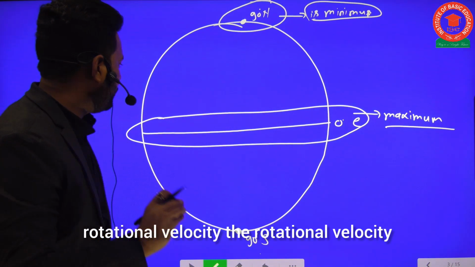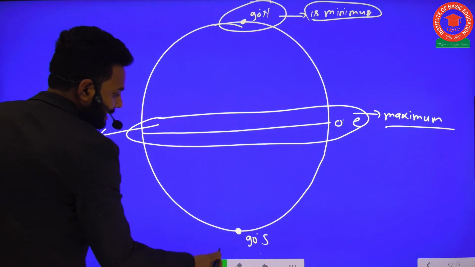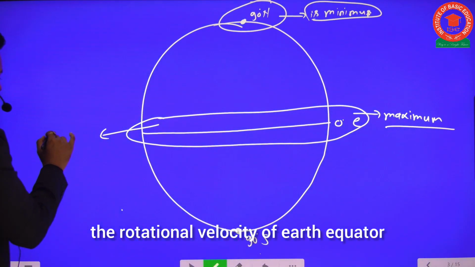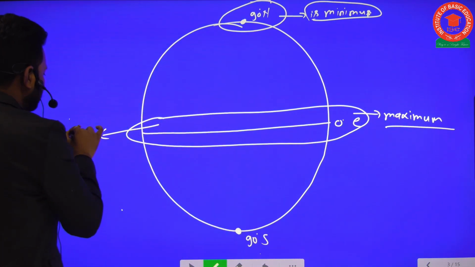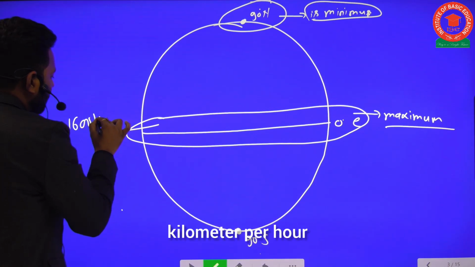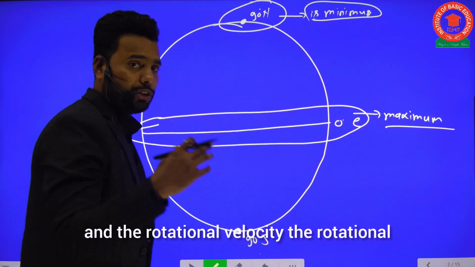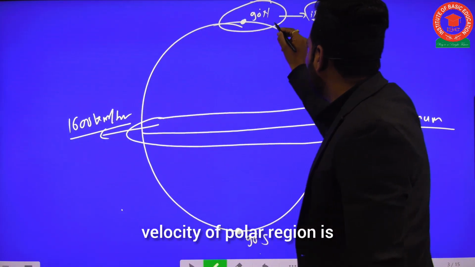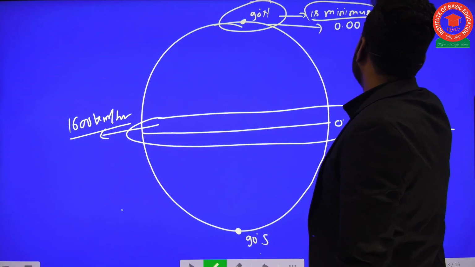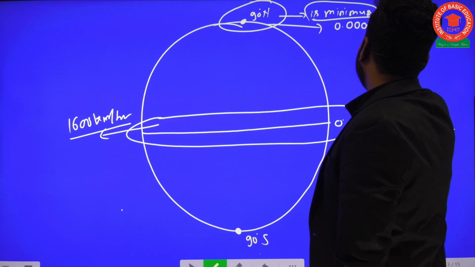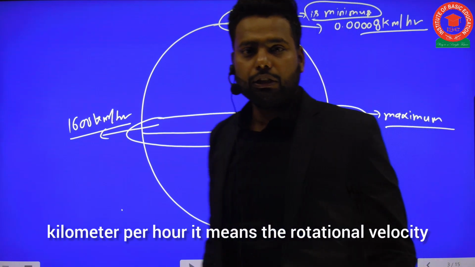One more thing I want to add, the rotational velocity. Please be focused on this data. The rotational velocity of the Earth's equator is 1600 kilometers per hour. And the rotational velocity of the polar region is, you will all be shocked, 0.0008 kilometers per hour.